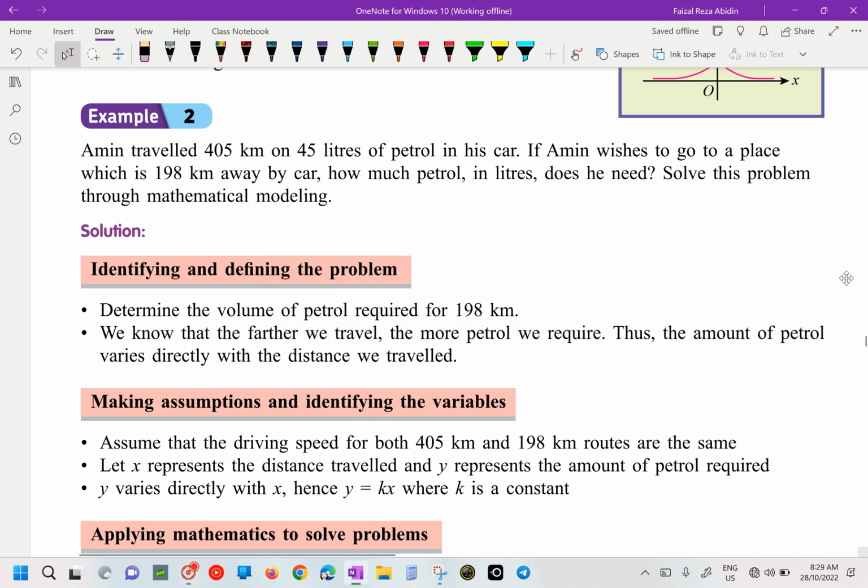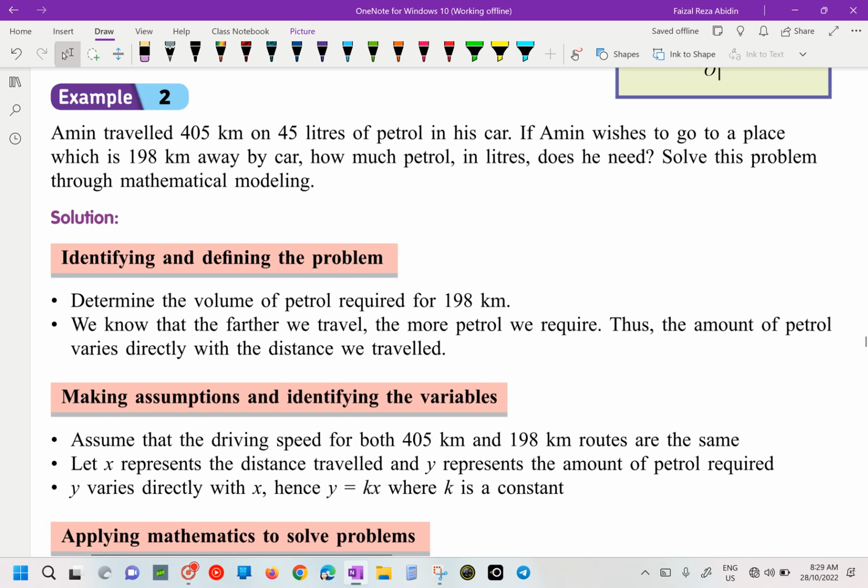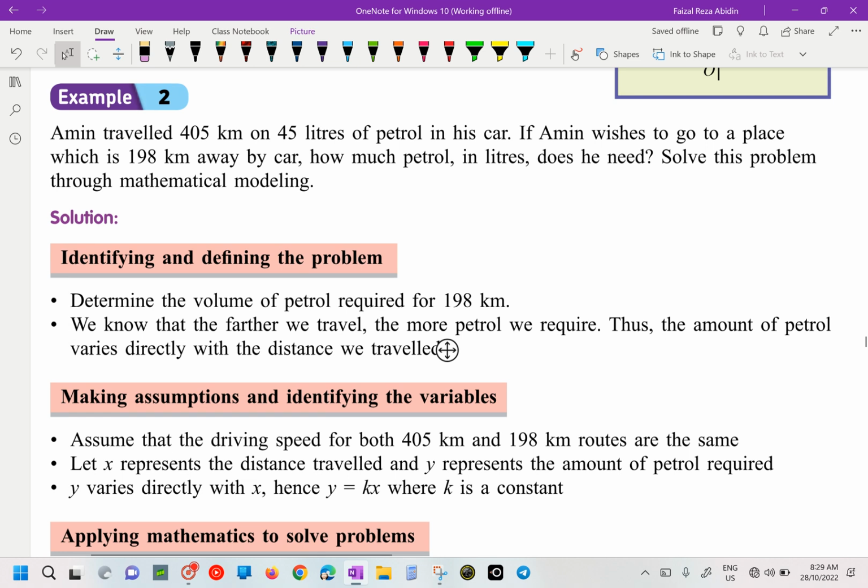The problem solving. Okay. So Encik Amin here. Oh, sama macam tadi soalan kita. Amin juga ni pun. Okay. So Amin traveled 405 km on 45 liters of petrol in his car. If Amin wished to go to a place which is 198 km away by car, how much petrol in liters does he need? Solve this problem through mathematical modeling.